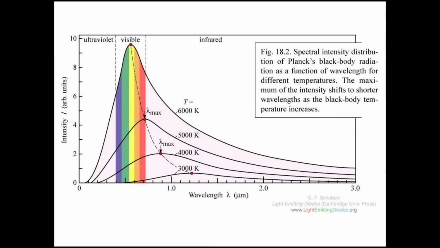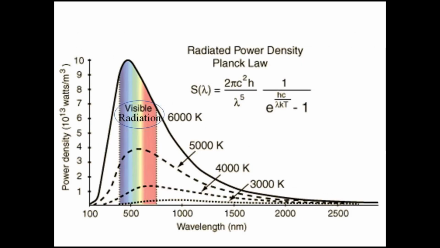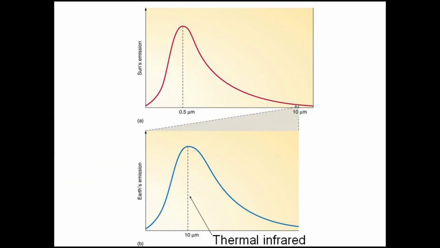So we see here that the surface temperature of the Sun at about 6,000 Kelvin has its maximum output in the visible. The Earth has an average surface temperature of 15 C, or 288.15 Kelvin, and at that temperature the maximum wavelength of light is in the longer thermal IR.